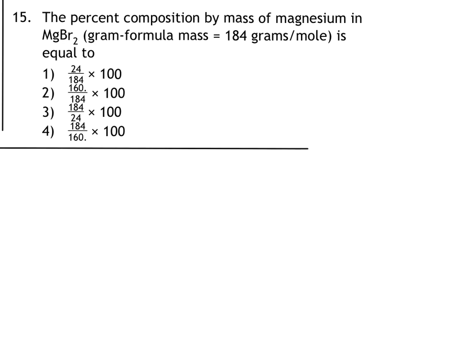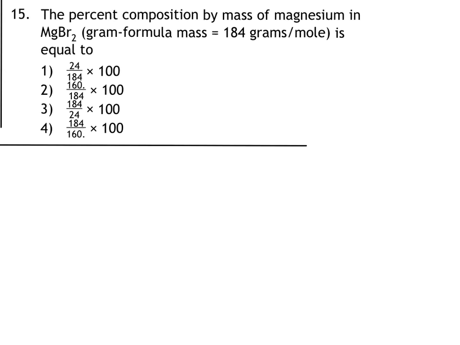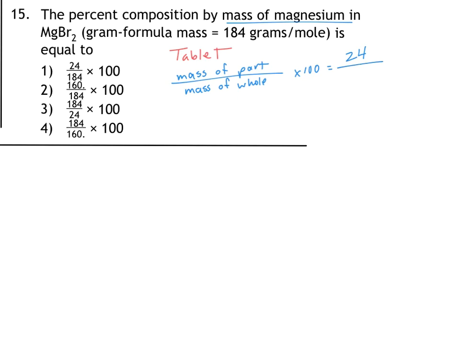And lastly, the percent composition by mass of magnesium in magnesium bromide, and they give me the gram formula mass, which is awesome. So we just need to know the equation from table T, which states that the mass of the part over the mass of the whole times 100 is percent composition. So the mass of the part in this case is going to be the mass of the magnesium, which is 24 grams per mole. And the mass of the whole is the gram formula mass, which in this case is 184 grams per mole.